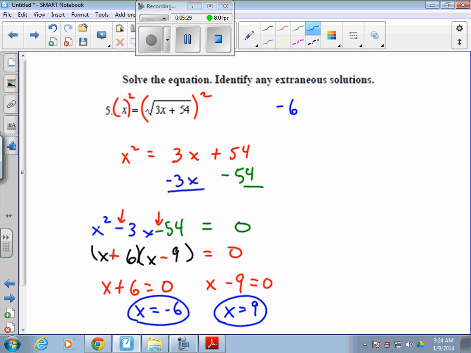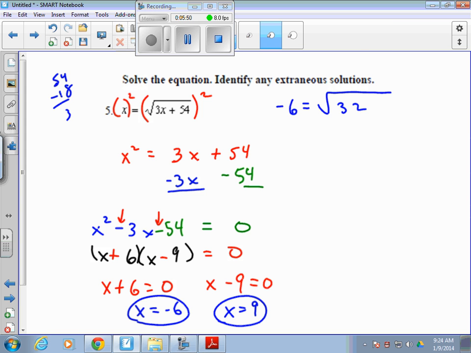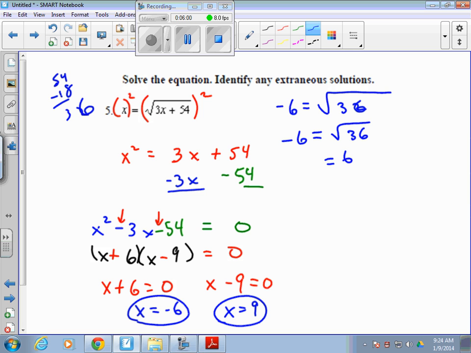So you have negative 6 equals the square root. 3 times negative 6 is negative 18. And when you subtract 18 from 54, you get the square root of 36. So you have negative 6 equals, and this looks like one we looked at on the bell work, the square root of 36, which is 6, equals negative 6. That one doesn't work. That's just like the one on the bell work.